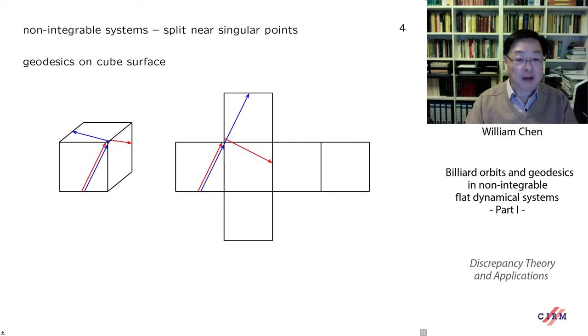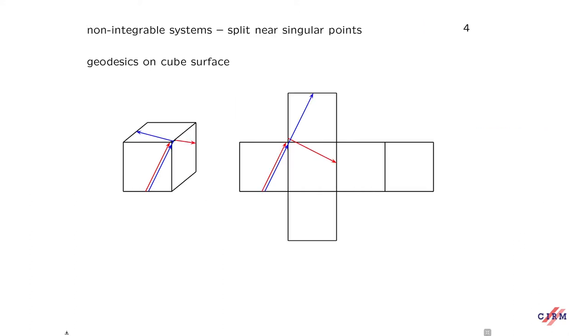A third example is that we can consider geodesics on the cube surface, and when two paths get rather close to a vertex and one sneaks off to the right-hand side and the other sneaks off to the left-hand side, then the end result is again vastly different. So this splitting near singular points creates these various different situations.